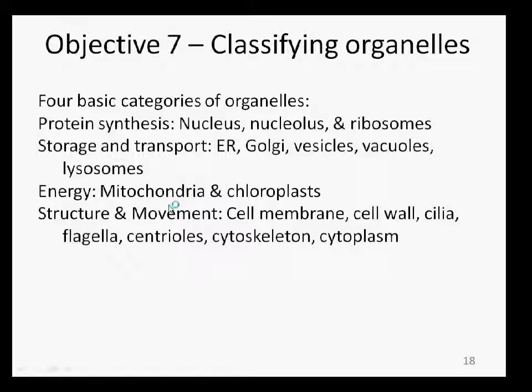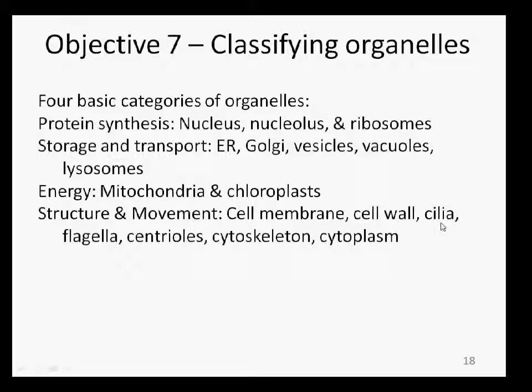Again, mitochondria are in all eukaryotic cells, plants and animals. Chloroplasts are only in plants. Why plants are green. Another way to remember that. And then the last category is for structure and movement. We're going to talk about the cell membrane in quite a bit of detail in the next unit. But then again, cell wall for bacteria and plant cells.